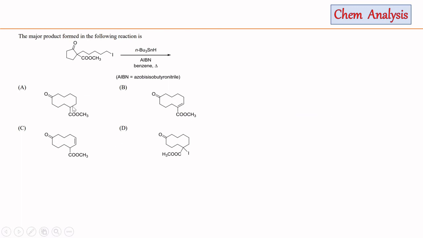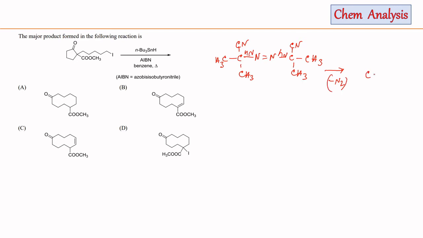In the next question, we have to identify the major product for this given transformation. Here we can see that the reagents are tri-n-butyltin hydride and AIBN, that is azobisisobutyronitrile, under thermal condition. Under the thermal condition, AIBN will undergo homolytic cleavage to eliminate nitrogen and form the corresponding radical.